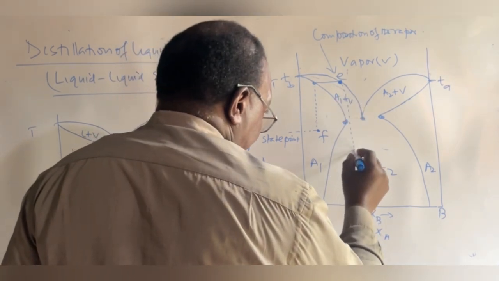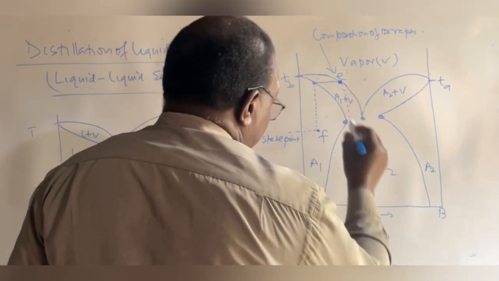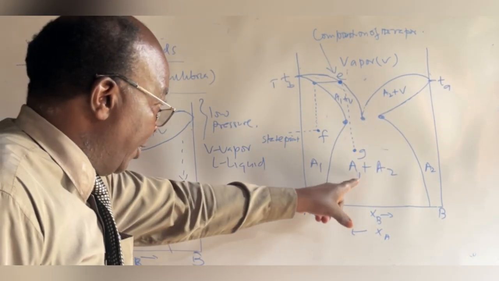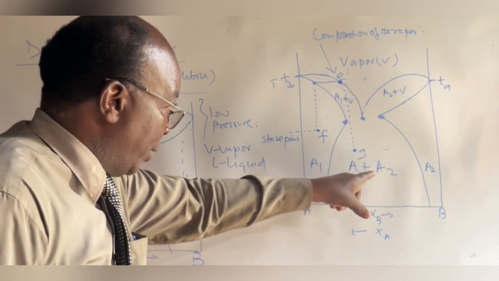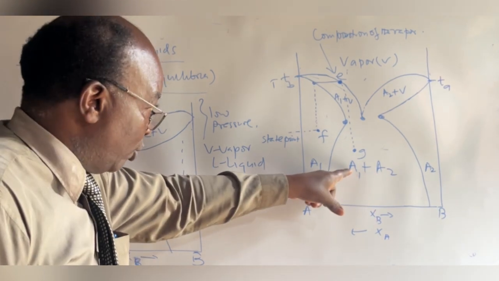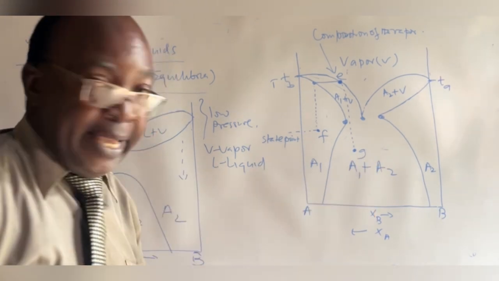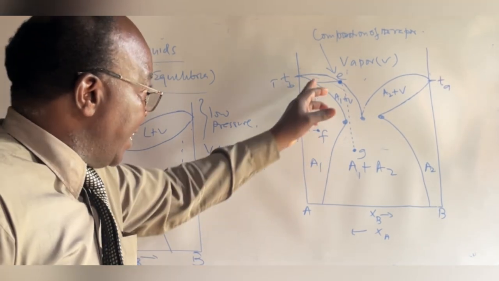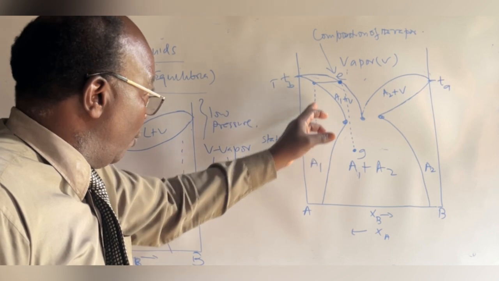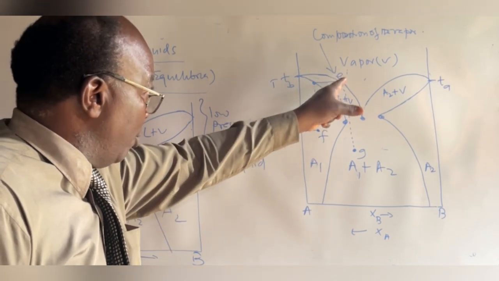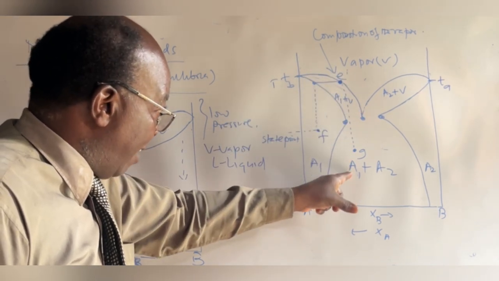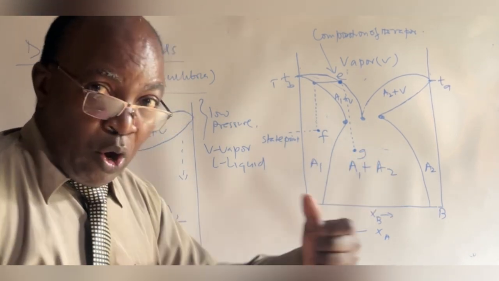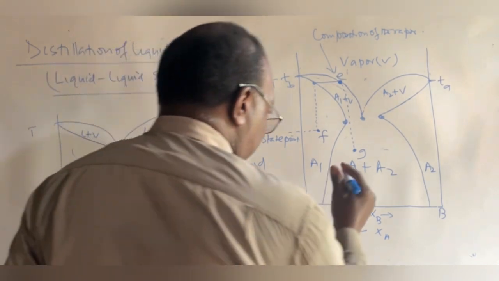Now, when you cool this vapor down, it will end up at this point here. Let's call that G. That state point G is in the region where we have the two conjugate solutions, A1 and A2. So you started with a homogeneous mixture, and now when you cool down that vapor, it will have two liquids, A1 and A2, whose relative amounts are given by the lever rule.